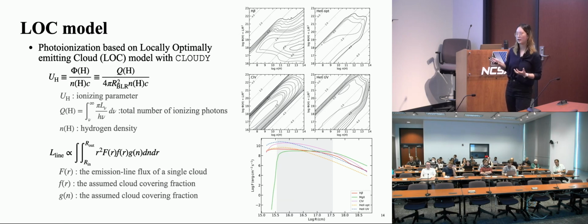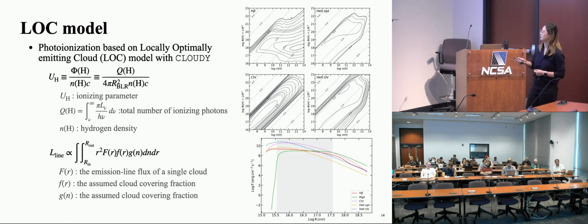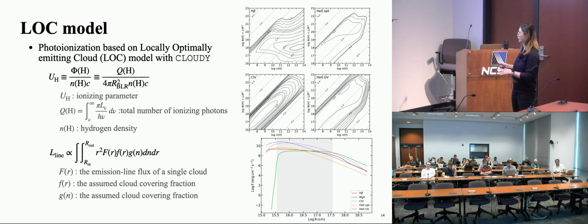After we get the emissivity from each cloud, we then integrate it over the radius. So here is another illustration. We can see how the flux changes for each single radius, and how the flux looks for each radius.